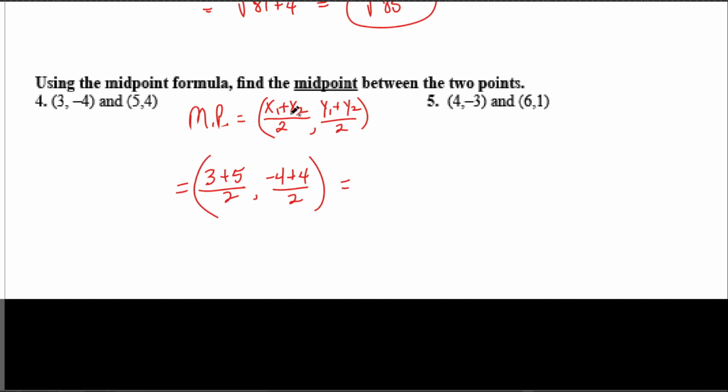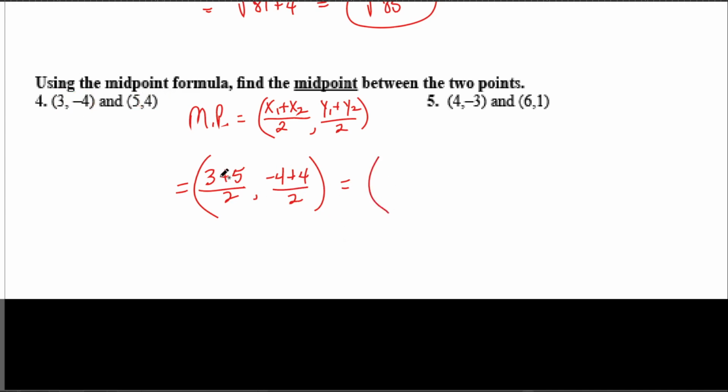Pretty simple once you know the formula, right? Yeah, absolutely, okay? This just means you take the x's and you add them up. That's an x and that's an x. We added them up, then we divided by 2. And then it says take the y's and add those up. So it's -4 plus 4. Then you divide that by 2 and see what you get.